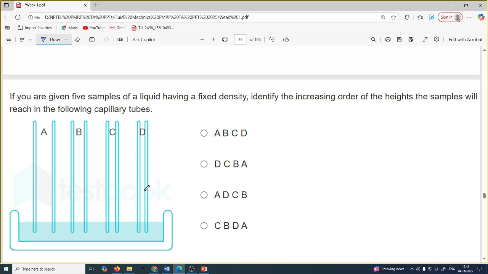Next question is very interesting. If you are given 5 samples of liquid having a fixed density, identify the increasing order of height the sample will reach in the following capillary tubes.